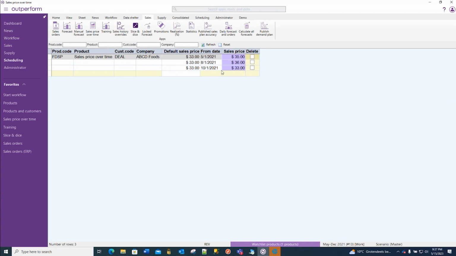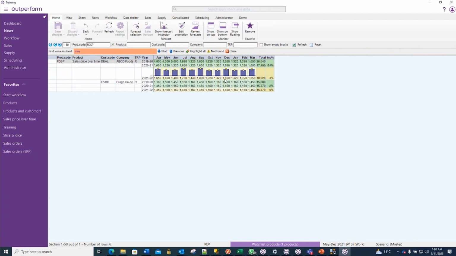But it so happens that 33 is also the default sales price for this product customer combination. So the better way to do this is to say I go back to the default price and leave this field empty. You get the same result, but the subtle difference, of course, is this is making the statement that I want to go back to the default price being maintained either at the product customer level or at the product level. This was really it on revenue and pricing.